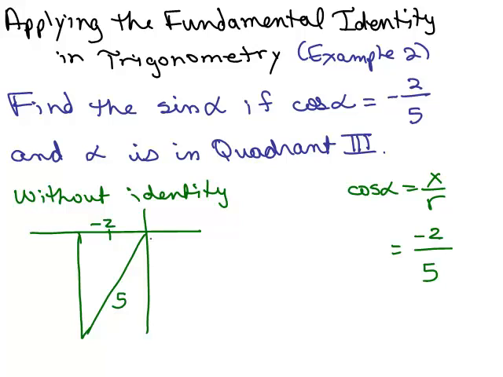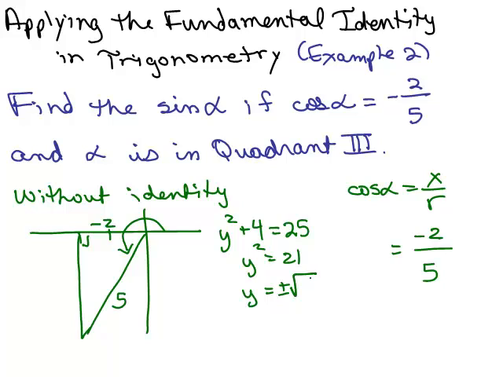So all I know is that alpha ends there. Now that's not necessarily alpha, but that's where it ends. Maybe alpha goes around a bunch of times, etc. So I need to find this side over here, and I could use the Pythagorean theorem. Let's call that y. So I know that y squared plus 2 squared, so y squared plus 4, whether you think of it as 2 squared or negative 2 squared, you're going to get 4, equals 5 squared. So we have y squared is 21.